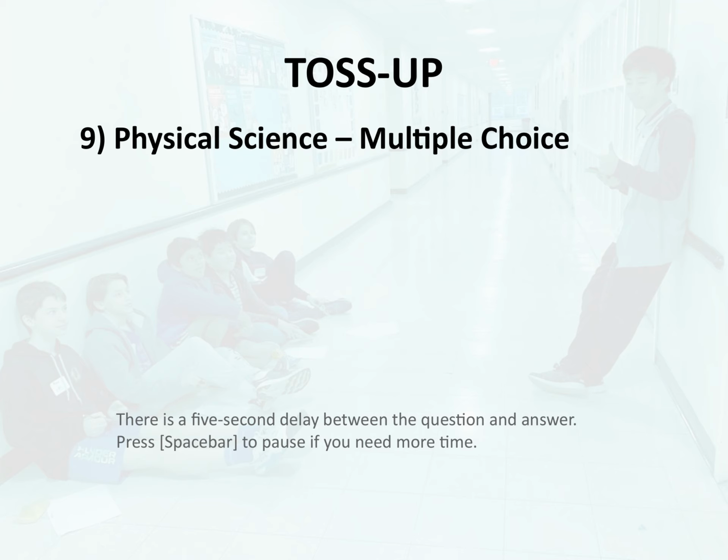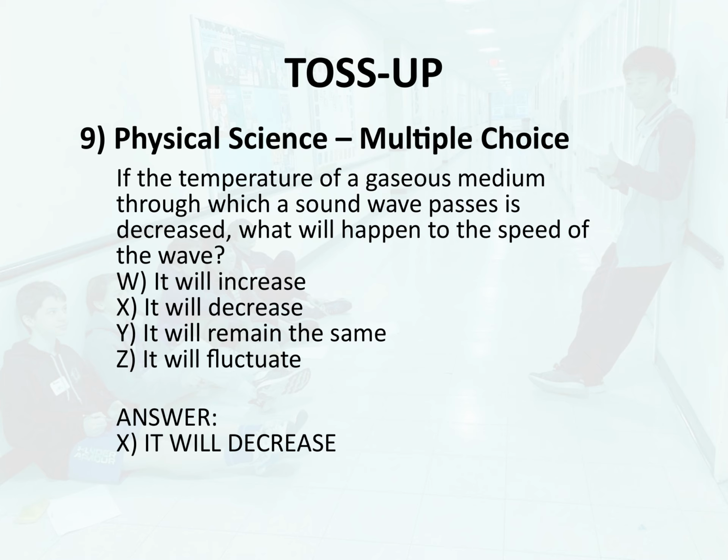Toss-up 9. Physical science, multiple choice. If the temperature of a gaseous medium through which a sound wave passes is decreased, what will happen to the speed of the wave? W. It will increase. X. It will decrease. Y. It will remain the same. Z. It will fluctuate. Answer. X. It will decrease.